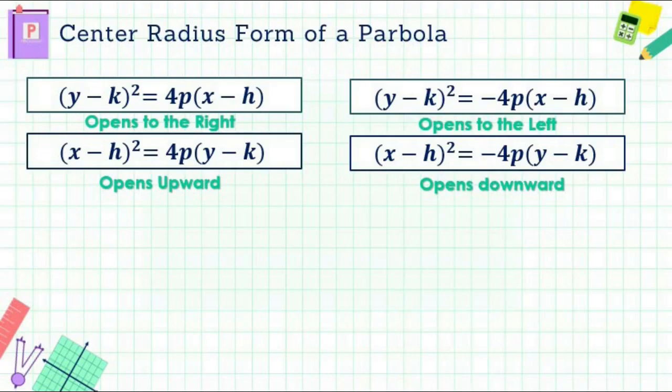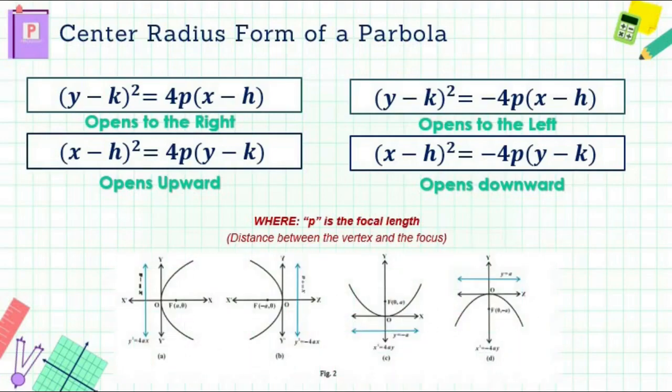You already know what the h and k is. But how about the new variable p? P here is called the focal length, and this is simply defined as the distance between the vertex and the focus. Later on, when we discuss the parts of a parabola, we'll be enlightened what that p is all about, what vertex is, and what is focus. Meanwhile, here is the illustration of the different forms of a parabola.